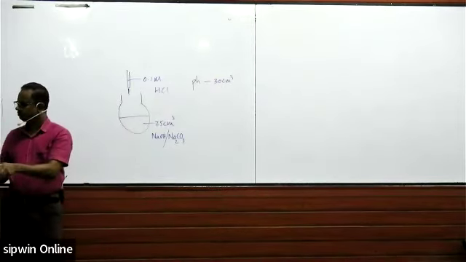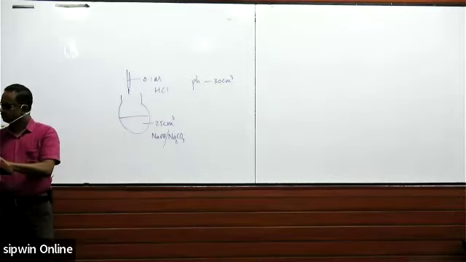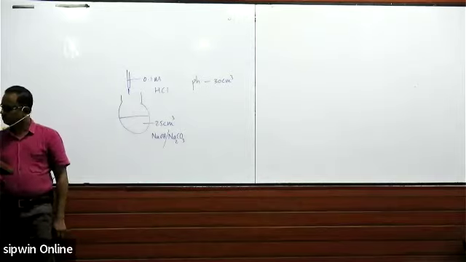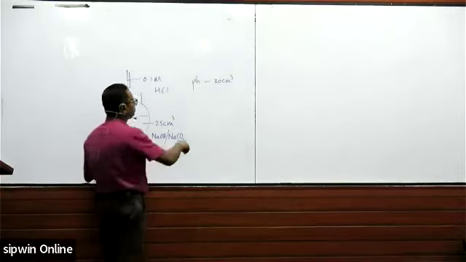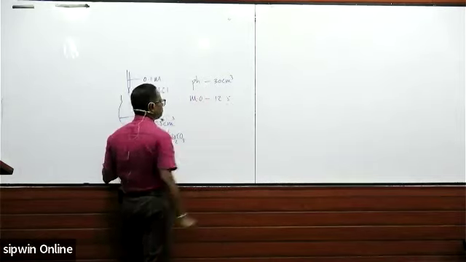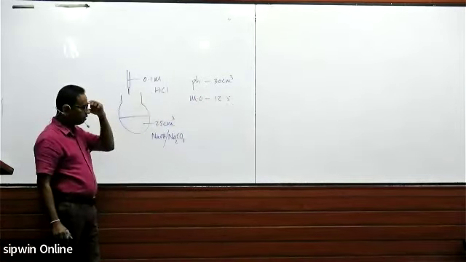Then methyl orange with that one, and further 12.5. Methyl orange with that another 12.5. It's given like that. Right.